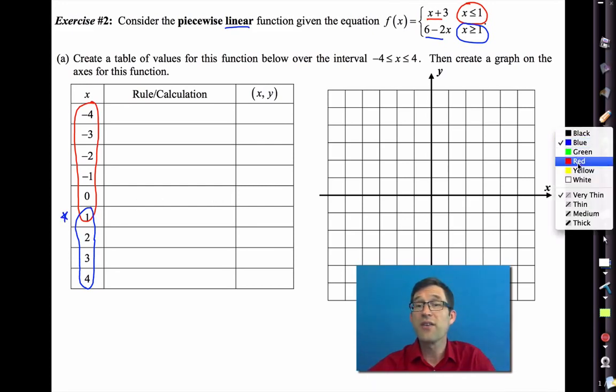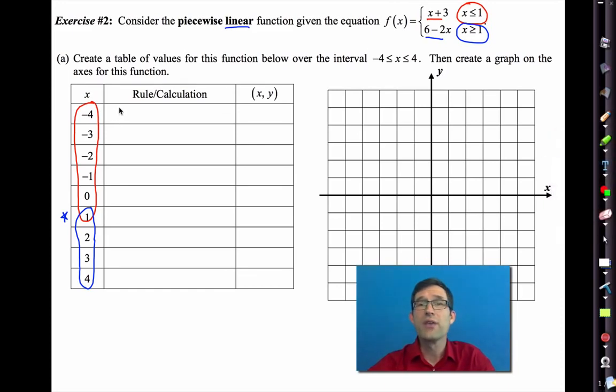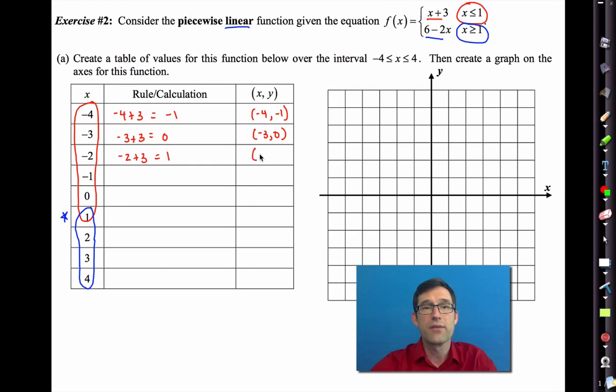So let's start doing some calculation. Okay, so we got to use x plus 3 anytime x is less than or equal to 1. So we'll get negative 4 plus 3. That'll be negative 1, and we'll have the coordinate point negative 4, negative 1. Likewise, when I have negative 3, I'll get negative 3 plus 3, which is 0, giving me the coordinate point negative 3, 0. Negative 2 plus 3 gives me positive 1, giving me the point negative 2, comma 1. Negative 1 plus 3 gives me positive 2. That gives me negative 1, comma 2.